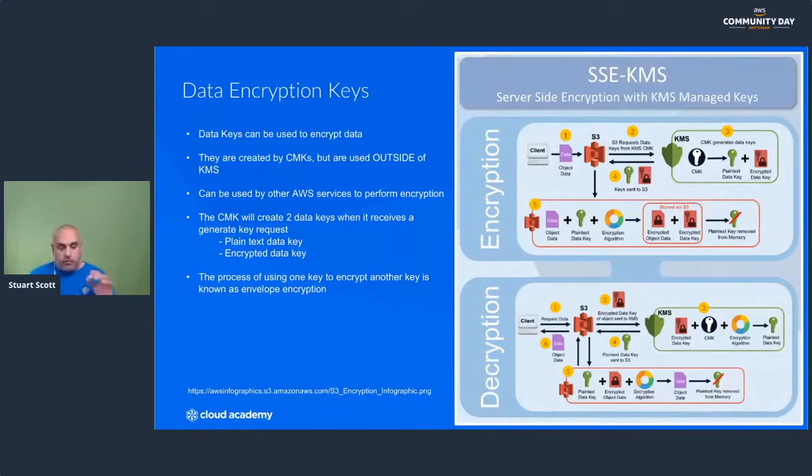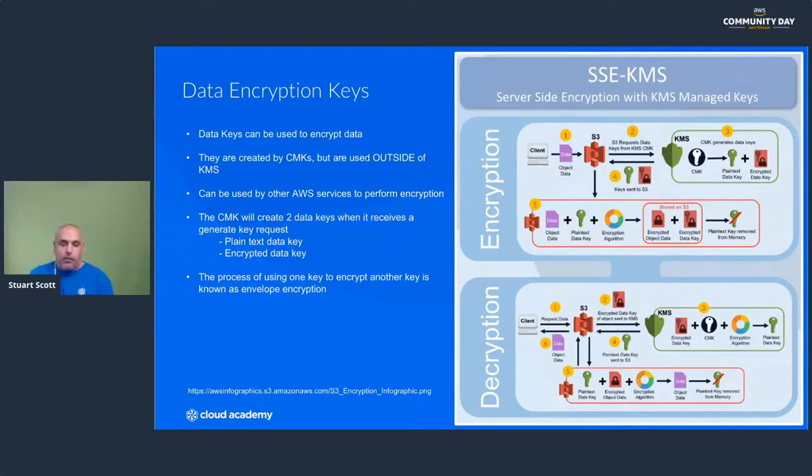Now at stage 5, S3 will then encrypt the object data with the plaintext version of that data key and store the resulting encrypted object alongside the encrypted data key. And then the plaintext data key is then deleted from memory. I mean, there's quite a lot to take in there, but hopefully it's fairly easy to follow when you break it down.